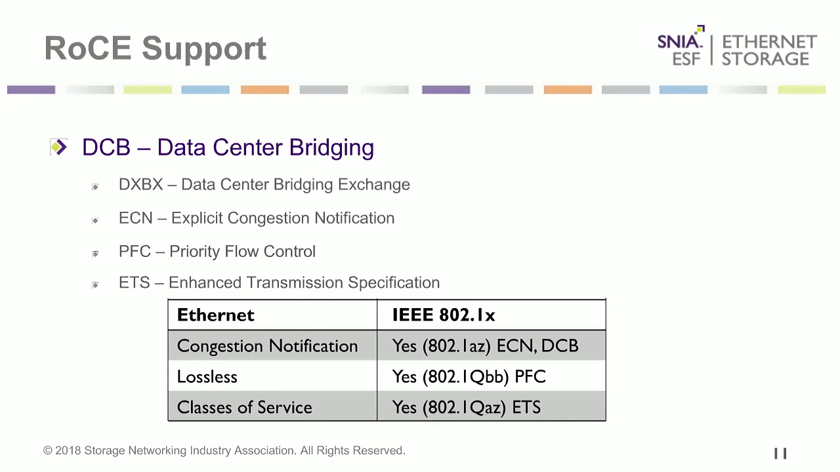That will assist like a traffic cop and ensure that the traffic is being routed properly. PFC is part of Ethernet data center bridging. You can see here on the slide some of the components: data center bridging exchange, explicit congestion notification, priority flow control, and enhanced transmission selection.